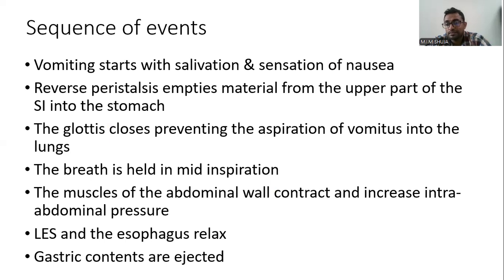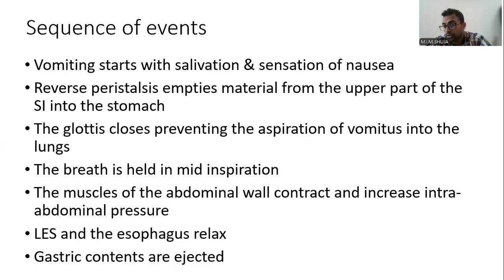Vomiting usually starts with salivation and the sensation of nausea. Salivation is actually a protective response. Since gastric contents are acidic, increased saliva helps to dilute and neutralize the acid and protects the mouth, teeth, and esophagus from injury. Then there is a reverse peristalsis. Normally, intestinal movement pushes content downward, but before vomiting, the direction can reverse. Material from the upper part of the small intestine may move back into the stomach. This is why vomitus may sometimes contain bile, especially when the vomiting is repeated or forceful.